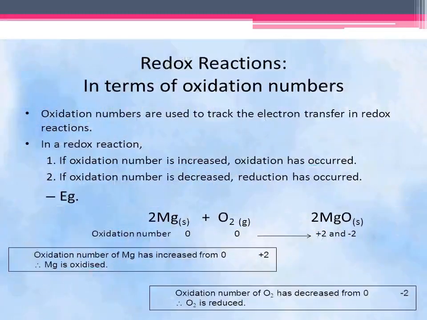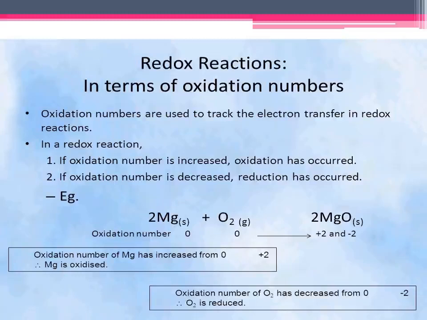Now redox reactions in terms of oxidation numbers. Oxidation numbers are used to track the electron transfer in redox reactions. What is a redox reaction? In a redox reaction, oxidation also happens, reduction also happens. Already in the previous class I told you that. If oxidation number is increased, then oxidation has occurred. If oxidation number is decreased, then reduction has occurred. We can come to a conclusion by that.